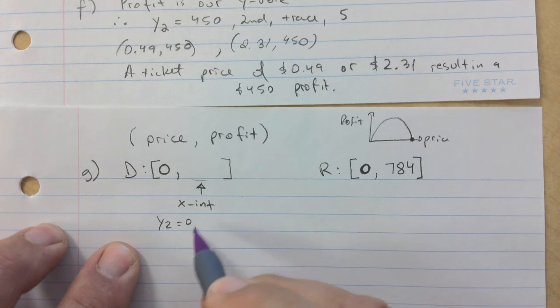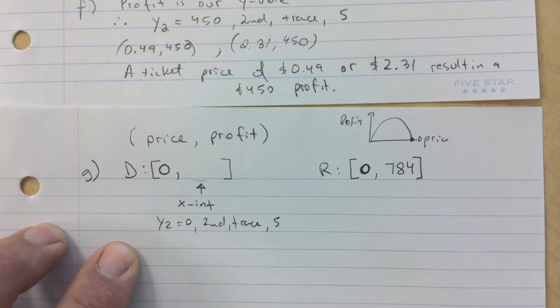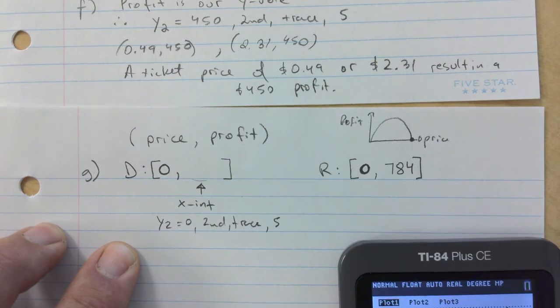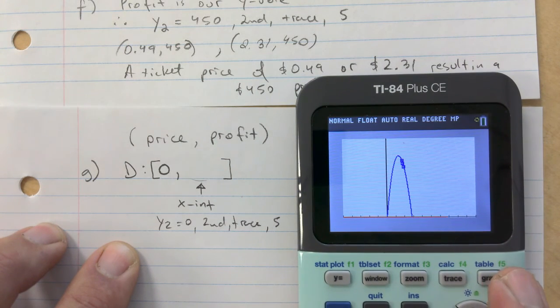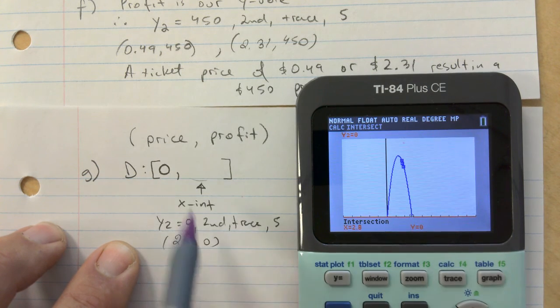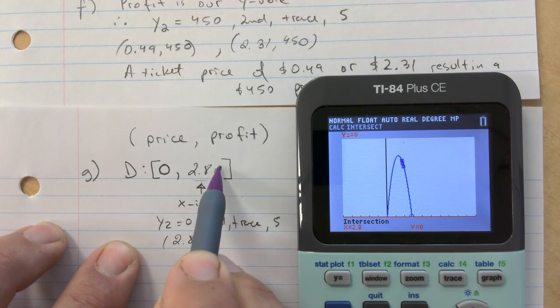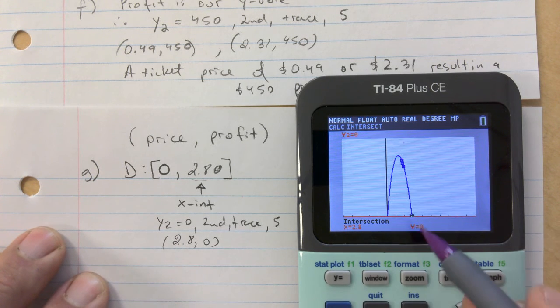So we're going to go y2 is equal to 0, second trace 5. And there it is. That's 2.8, $2.80. Let's put 2.80 down. That's the maximum price that you can charge in this case.